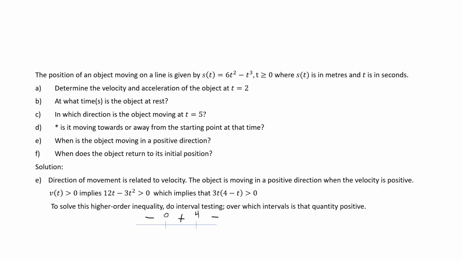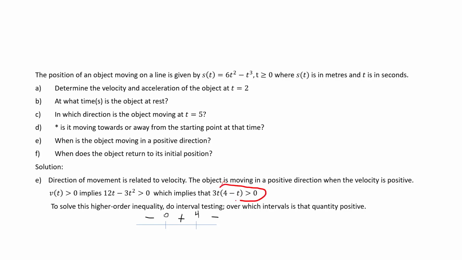Now for part E, it says, when is the object moving in a positive direction? Well, direction of movement is related to velocity, like it says in our solution. So the object is moving in a positive direction when the velocity is positive. So v at t greater than 0 implies 12t minus 3t squared is greater than 0. So in other words, 3t times the quantity 4 minus t would be greater than 0. Now to solve that higher order inequality, we do interval testing over intervals to see where the quantity is positive.